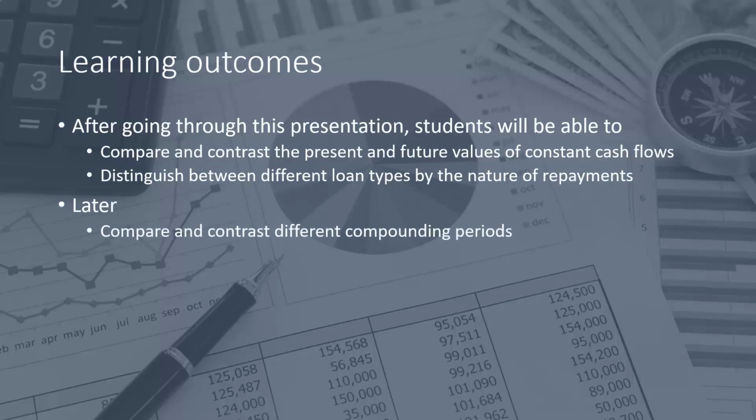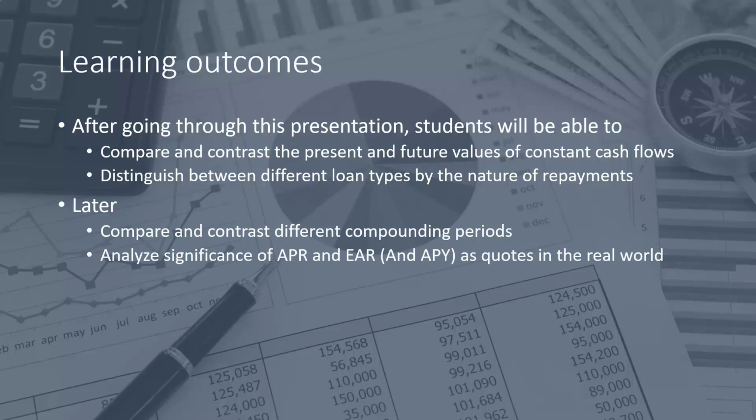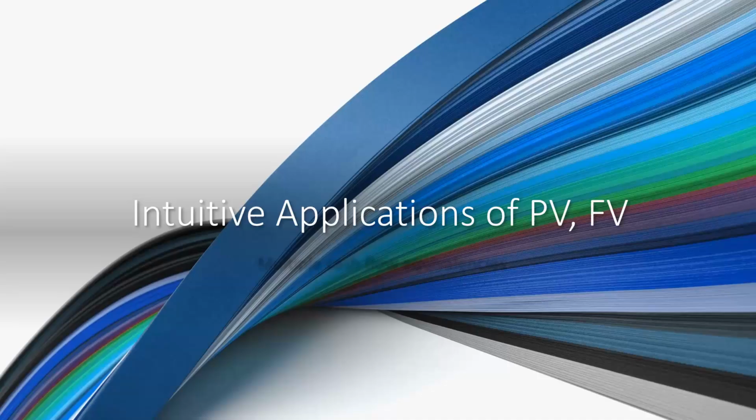Later on, we'll also compare and contrast different compounding periods, talk about annual percentage rate and effective annual rate, and even APY as we hear it from banks these days. So let's find out some intuitive applications of present value and future value.